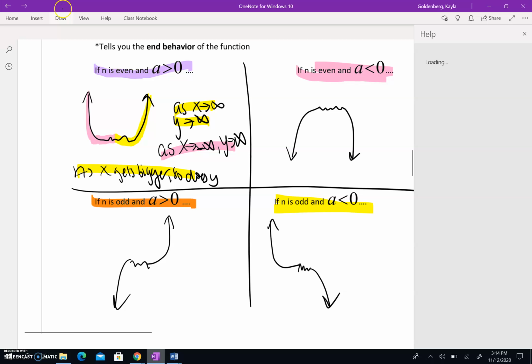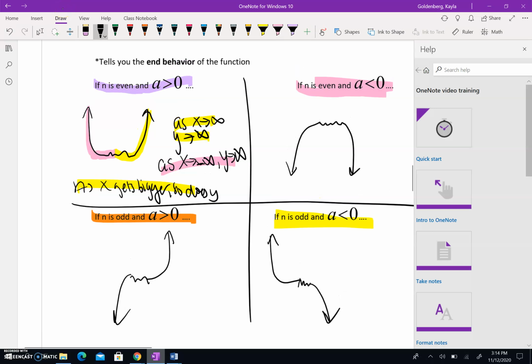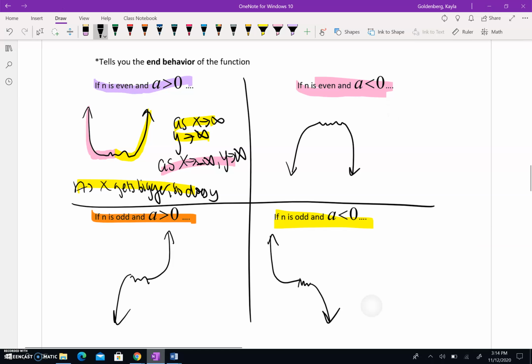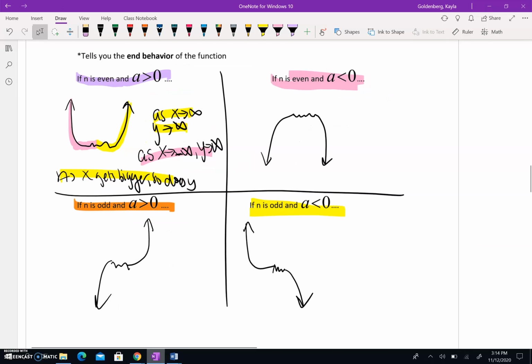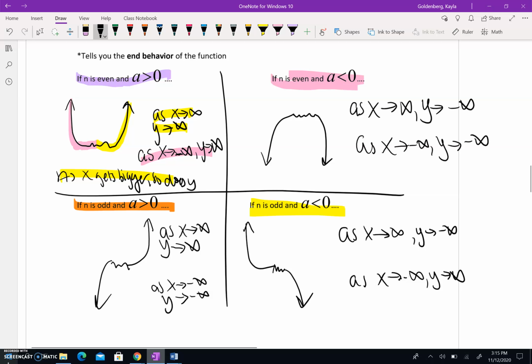Try and write out the statements for yourself and see if you understand the thought process here. We can definitely talk about this tomorrow because this is a little tricky to get used to at first. So go ahead and pause, try and write out the statements for the next 3. And here are your answers.